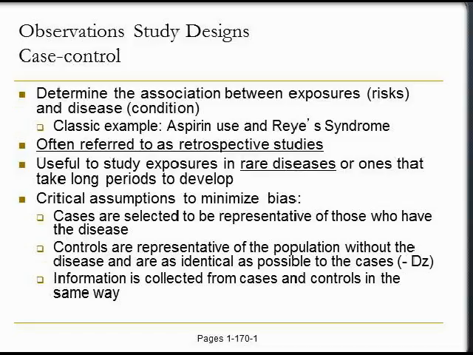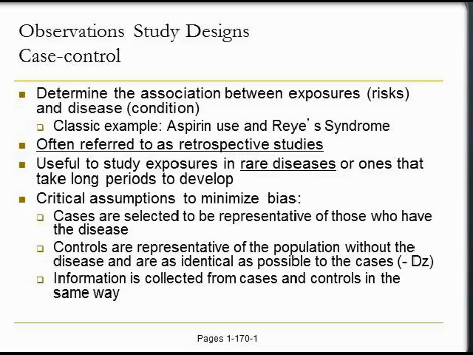It's often referred to as retrospective studies. We've already said that we could also have a retrospective cohort study, so they're not the only types of retrospective trials. These studies are most useful in studying exposures in rare diseases or ones that take a long time to develop, in which it would be cost prohibitive to do a cohort study because of the amount of time that it would take for that study to be conducted.